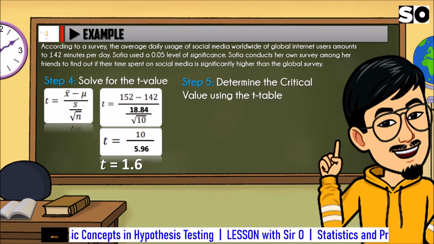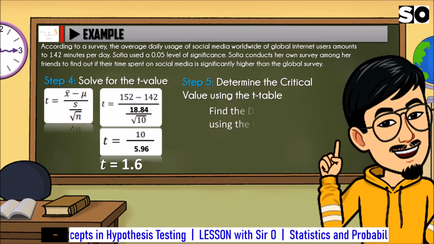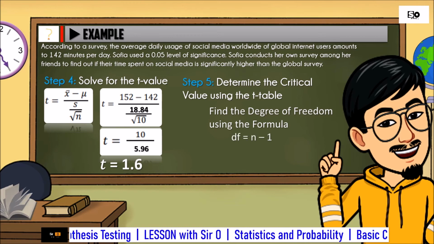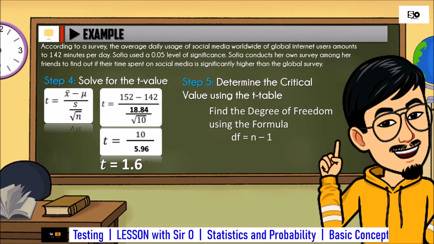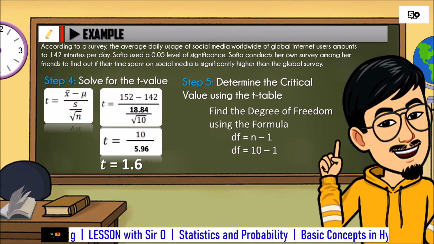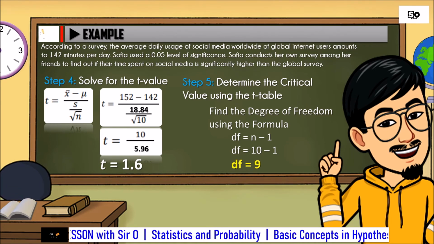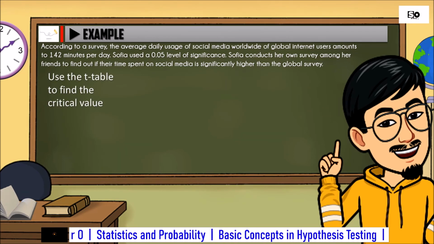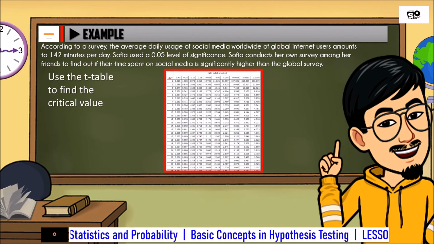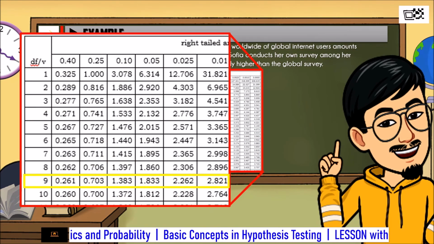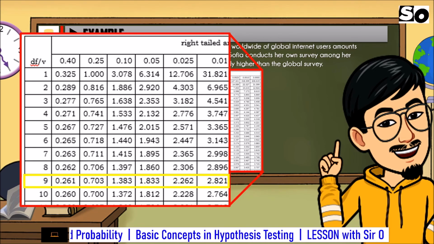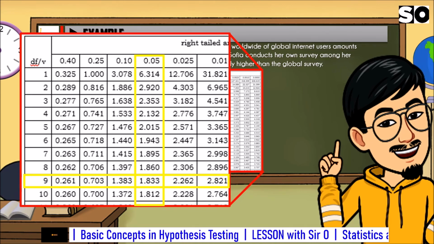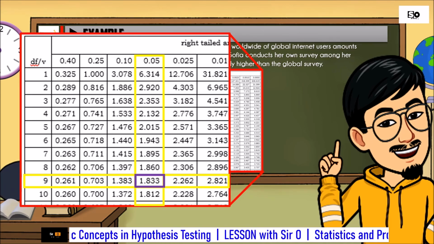Step 5. Determine the critical value using the t-table. Find first the degree of freedom using the formula df is equal to n minus 1. So we have 10 minus 1. Degree of freedom is equal to 9. Use the t-table to find the critical value. We have df equal to 9, and we have 0.05, so we have 1.833.